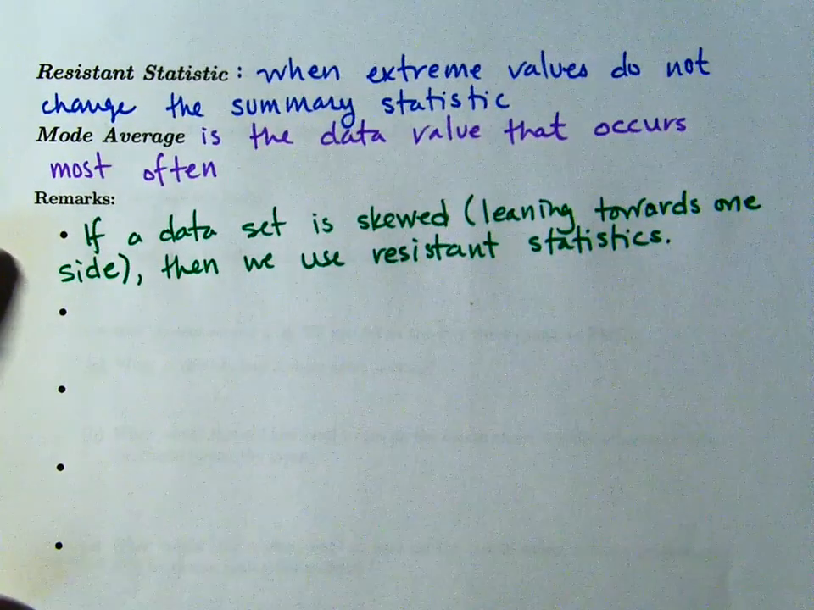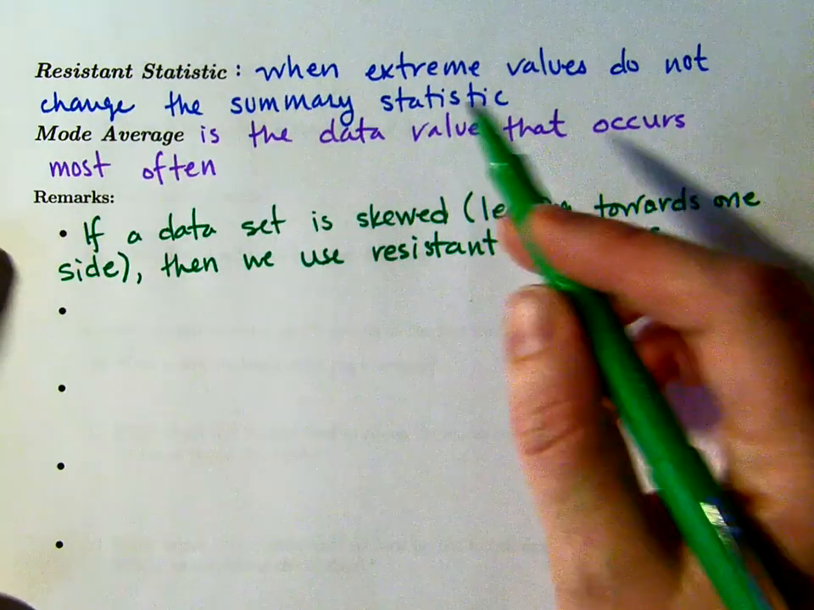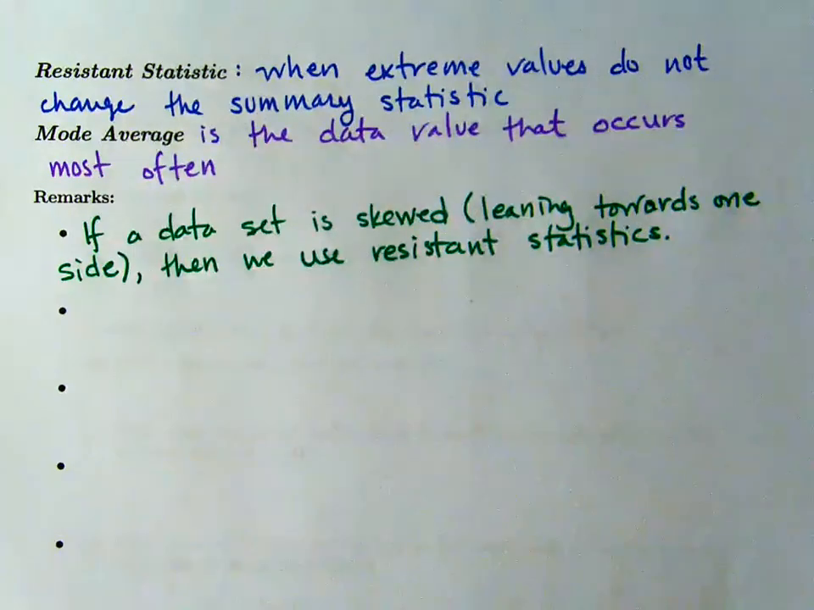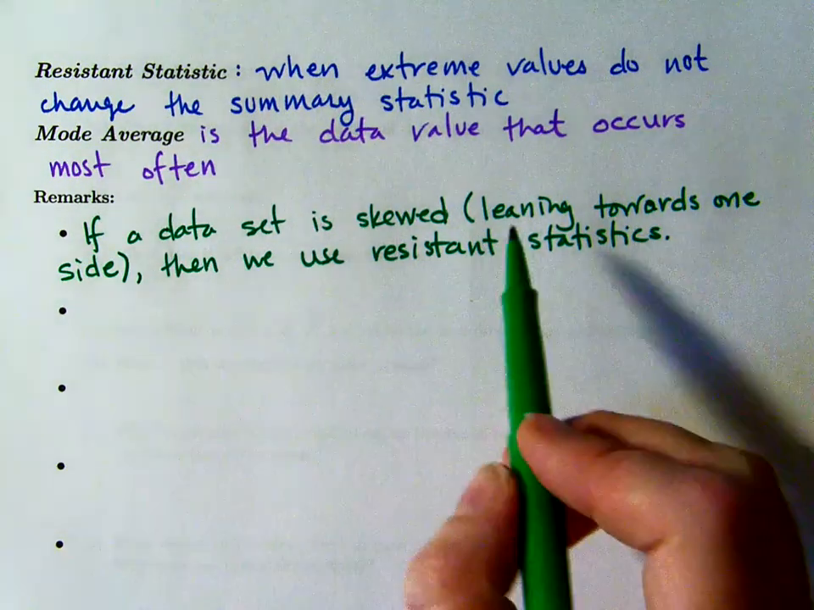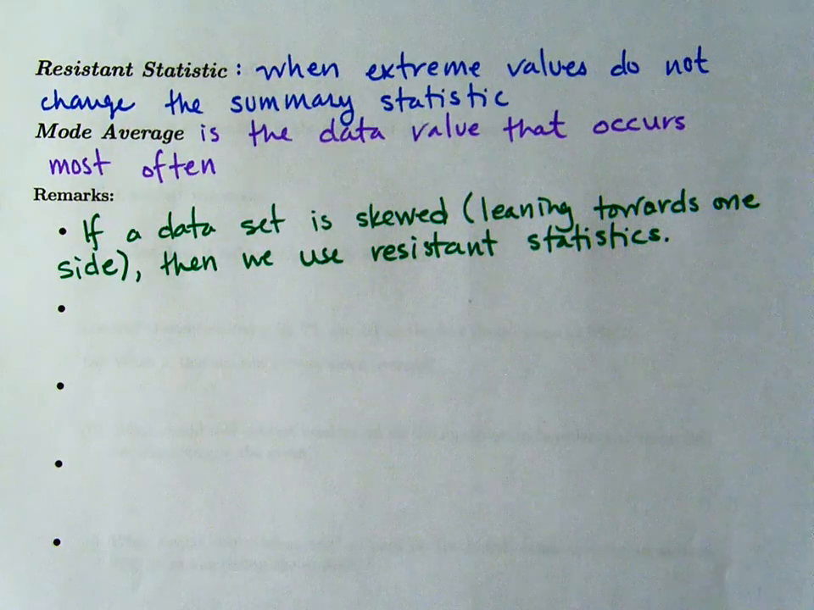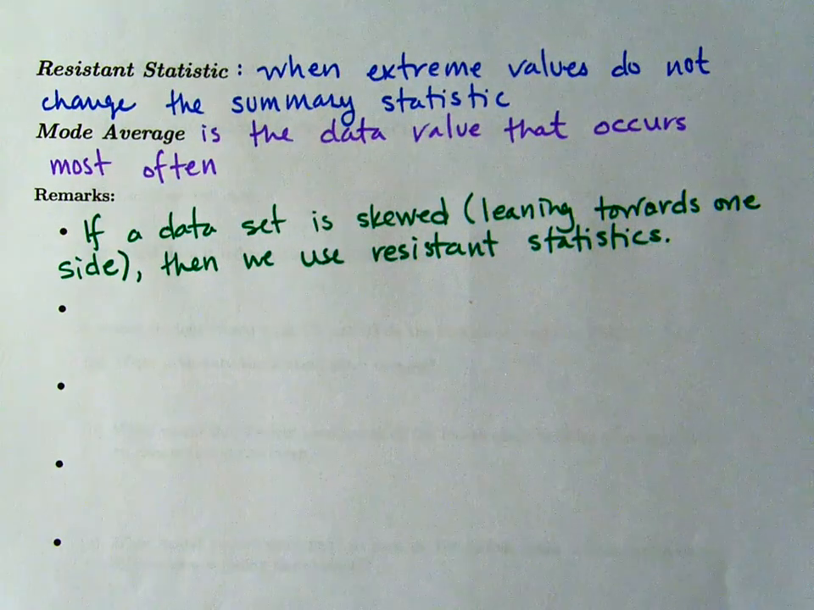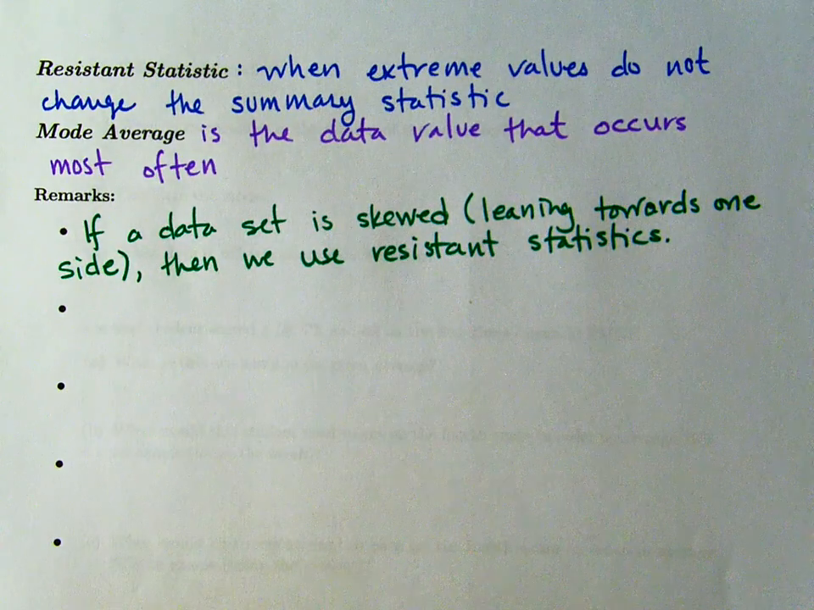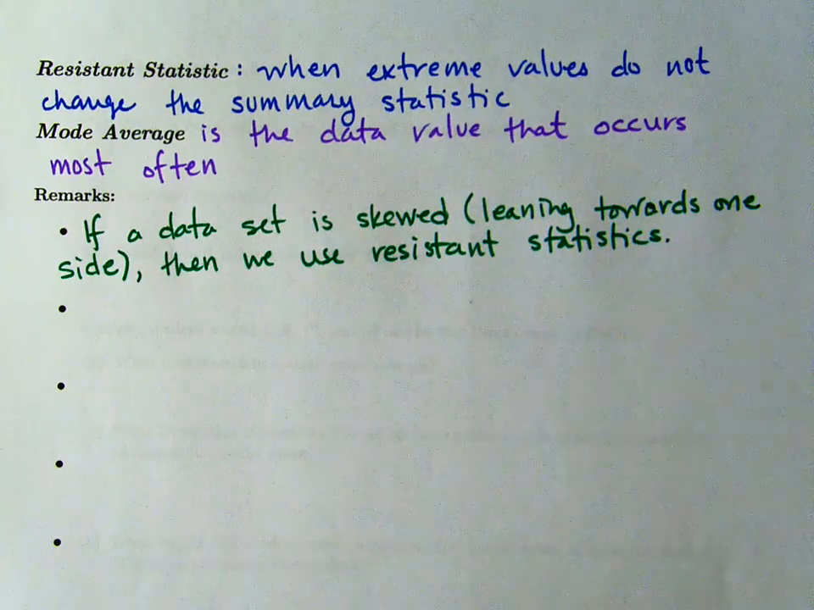And we already saw that the median is more resistant to these extreme values. If it's leaning towards the high side or low side, then the mean is going to be pulled in that direction. And so we're going to use a resistance statistic like the median to find out where's the middle. So as a good measure for center, we go to the median.